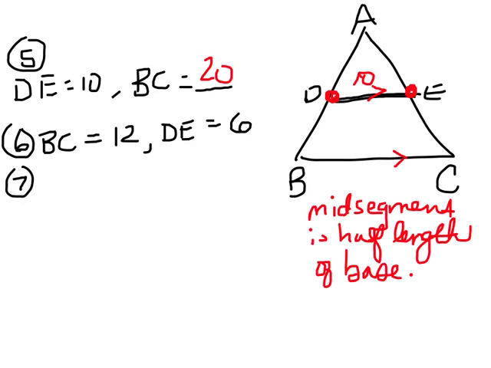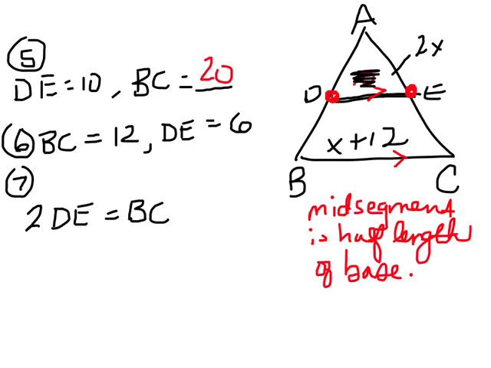Number 7, I'll just mark that 10 out there. Number 7 says if DE is 2x and BC is x plus 12, find the length of DE. Okay, DE is half of BC. An easier way to work with that in a problem, wouldn't it be easier to say that 2 times DE is equal to BC? That way you wouldn't have a fraction. If you don't like fractions, that would work a little bit better. I could have said DE is half of BC, but that's got a fraction. We don't like fractions, right?